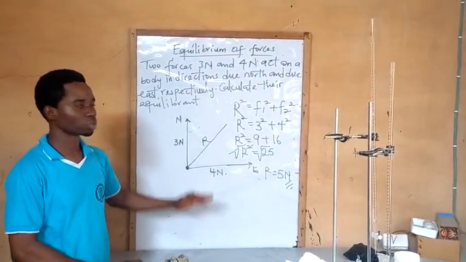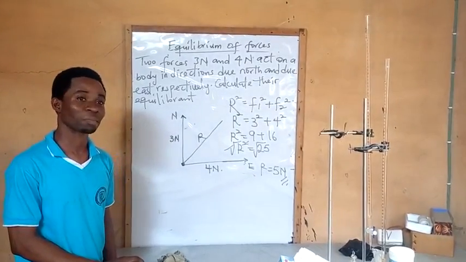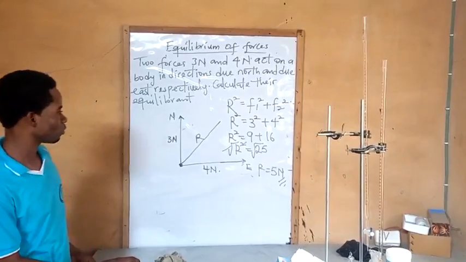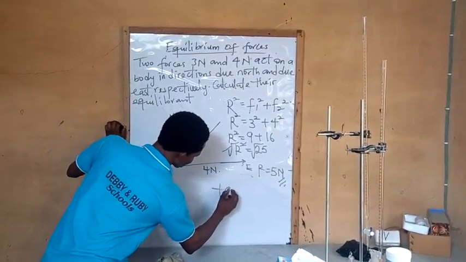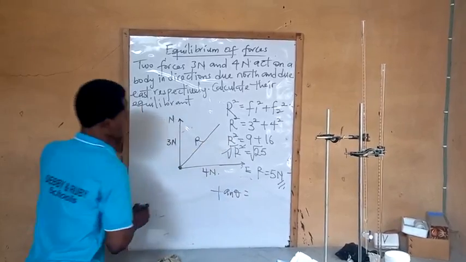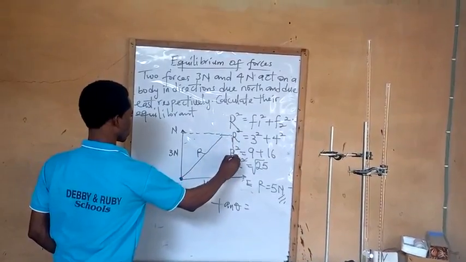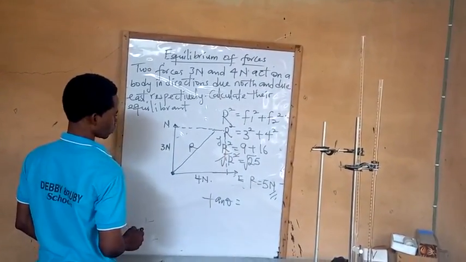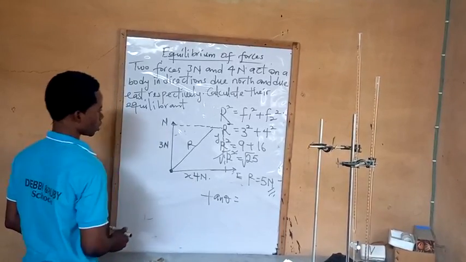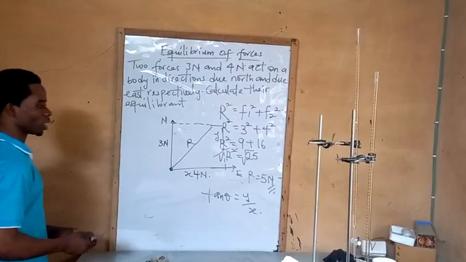Anytime you are dealing with this kind of question, you have to find the resultant: magnitude and direction. How do we find the direction? Anytime you are looking for direction, we use tan theta. If I cover this triangle like this, this will represent my y, and this will represent my x. So tan theta equals y over x. That's the formula for the direction.